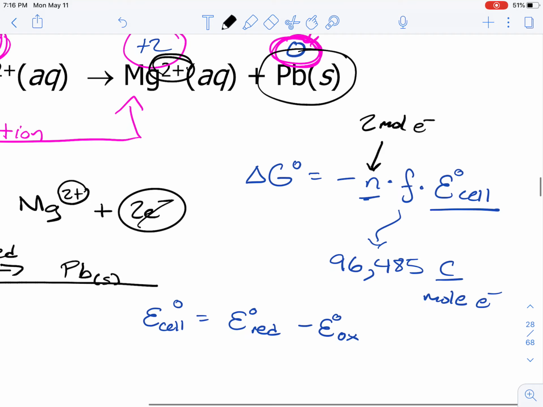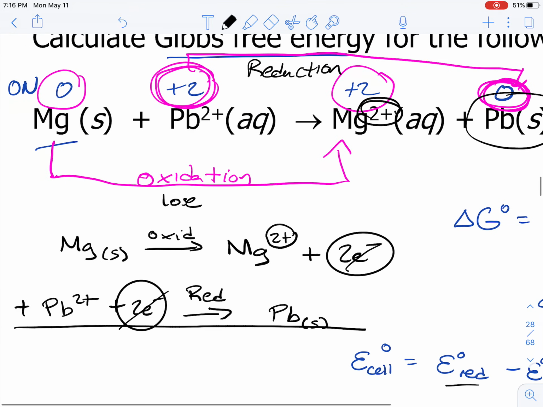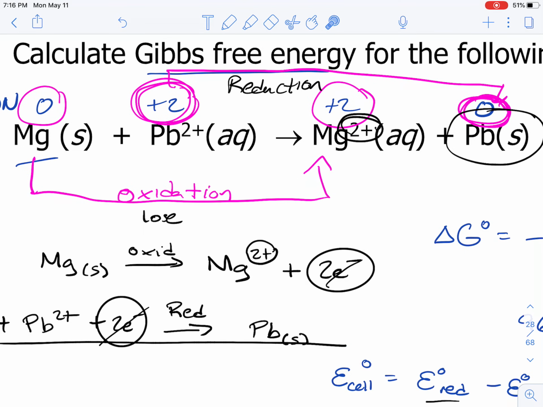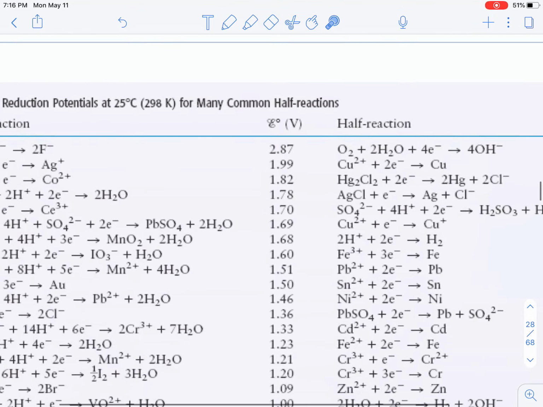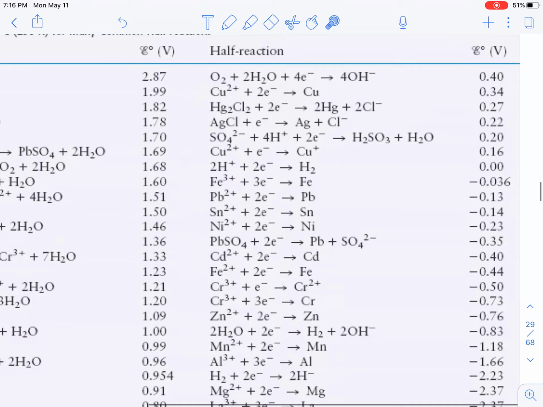So the last thing I need to figure out is my standard cell potential. So my reduction is happening with lead. So I'm going to look at my reference chart, and I automatically found that the reduction potential for 2 electrons to go to lead 2 ion is negative 0.13.